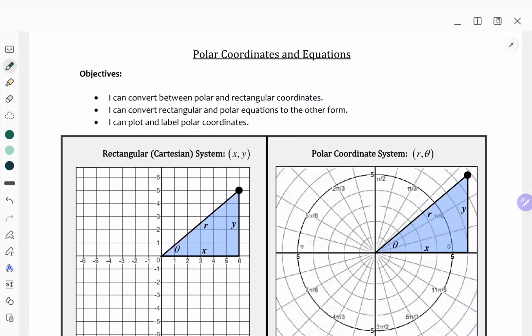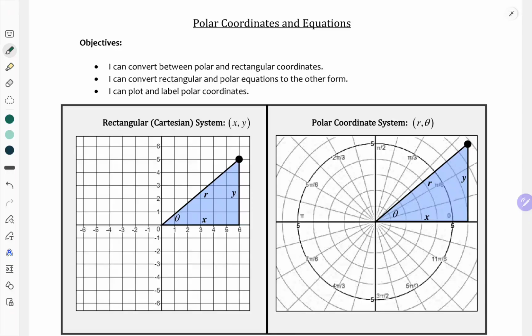Hey everyone, this is a video on polar coordinates and equations, and we're going to look at this in probably two videos. We'll go over the polar coordinates first, and then we'll talk about converting the equations in another one. So just to start off, polar coordinates are basically just a different way of naming and plotting points.